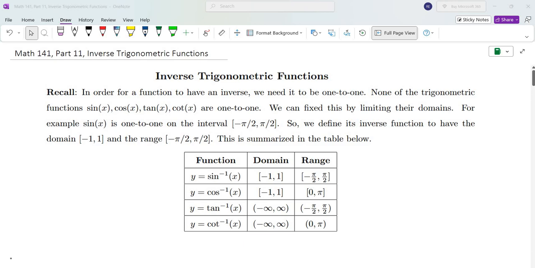Hello, this is video number 11 on my single variable calculus 2. In this video, we're going to talk about inverse trigonometric functions. In order to define the inverse of a function, we need the function to be one-to-one. This is something that we talked about earlier.